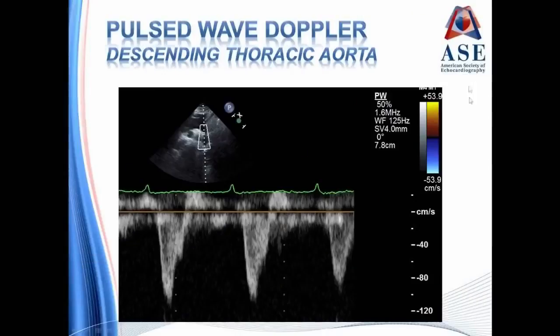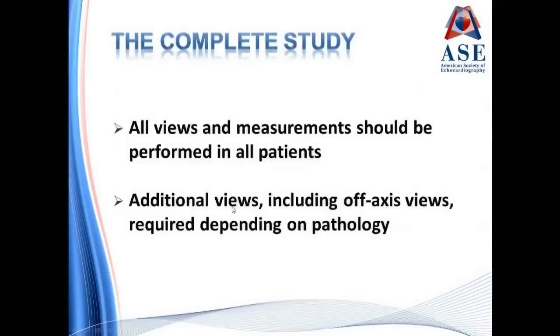Again, a great view for pulsing the thoracic aorta to make sure there's no coarctation. And so the sample volume here is put in the proximal descending thoracic aorta and the velocity measured. This is normal. There's flow during systole and then nothing during diastole.